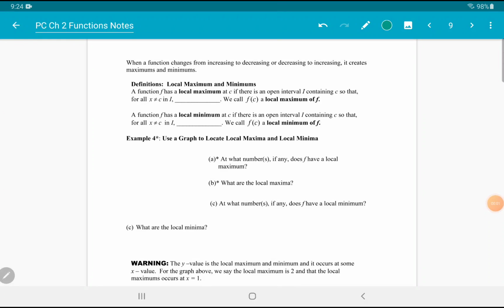Let's look at the idea of maximums and minimums. We have two different kinds. We have local maxes and mins, and we also have absolute maxes and mins. Let's first look at local maxes and mins.